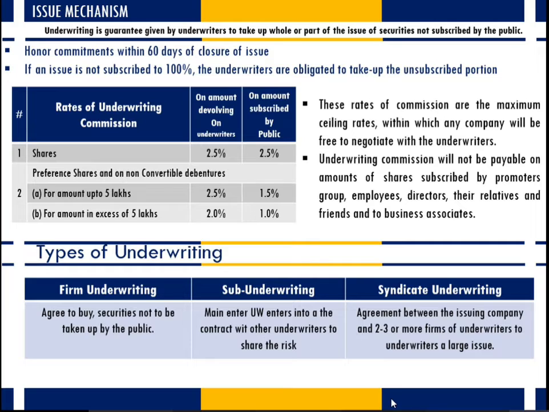So in simple words, green shoe option is an option in which an issuing company agrees to issue 15% extra shares in case of oversubscription. And these 15% extra shares are not given to the public, but they are given to the underwriter. So the underwriter gets to make good money during oversubscription also.